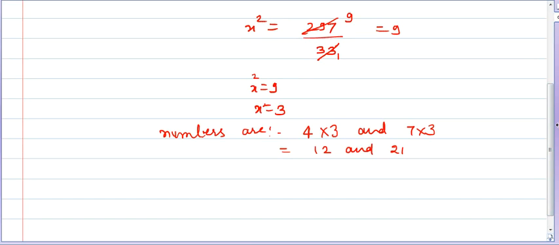Now students, 9th question. The remaining questions are very important. 9th question is two numbers are in the ratio of 5:8. If their LCM is 200, find the numbers. Again, let the numbers be 5x and 8x. Now what is the LCM?